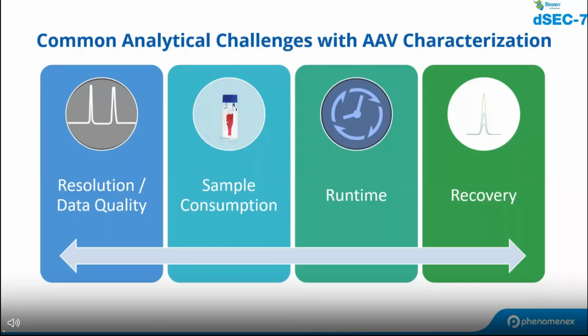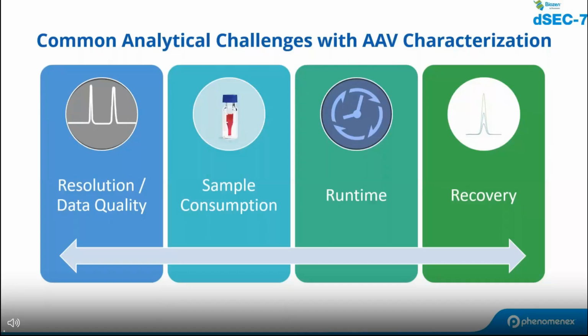Now, in addition to that, people are also looking for better resolution as well as high throughput methods which can have shorter runtime. Traditional columns as well as traditional techniques like ultracentrifugation might take an hour long, while with optimized column dimension, you could get short runtimes and improve the throughput of your analysis.